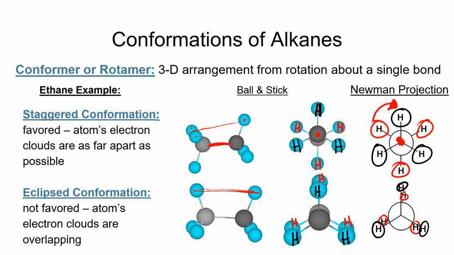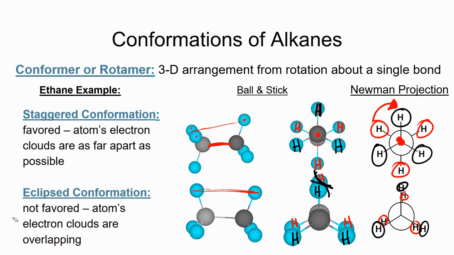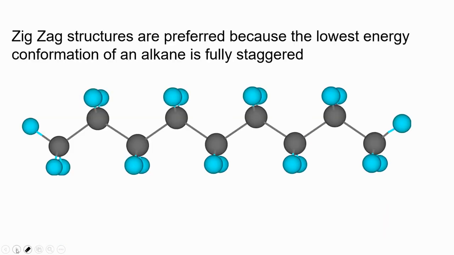And this is not favored because there's a lot of overlapping of electron clouds here. What's on the outside of the atom? Well, they're electrons. And so the negative electrons of one atom get too close to the negative electrons of another. That electron cloud overlapping causes that eclipsed conformation to be much less favored, and the staggered conformation to be the favored conformation. This is why we see all of these zigzag structures drawn for straight chain alkanes, because they really prefer being zigzag, because being zigzagged naturally makes the molecules completely staggered.